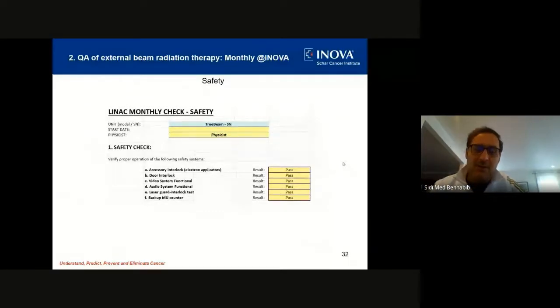So I'm just sharing with you quickly here what we do on a monthly basis. So this is for safety. We check the accessory interlock for electrons, hard wedges. We don't use hard wedges anymore. We use EDW, enhanced dynamic wedge. We check the door interlocks. So basically we just turn the beam on and then open the door, and we have to make sure that the beam shuts off when the door is open. Of course the audiovisual system works well. We cannot treat the patient if we don't see the patient, or if we cannot communicate with the patient. By law, we cannot do it. So we have to do these checks every single day. Next slide.